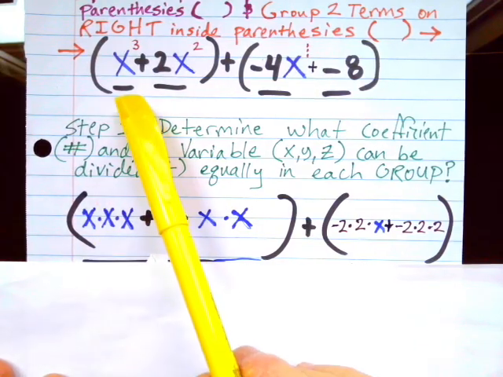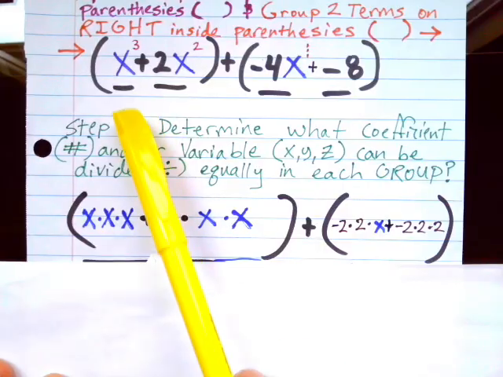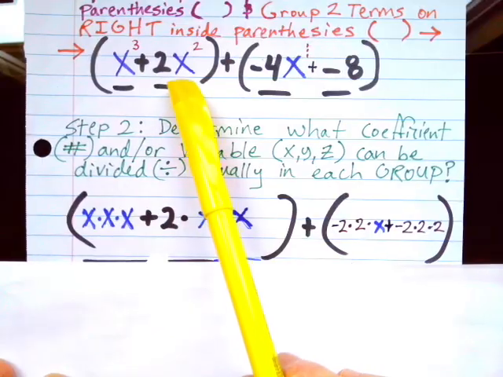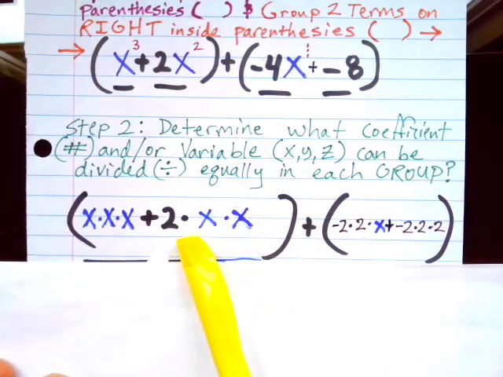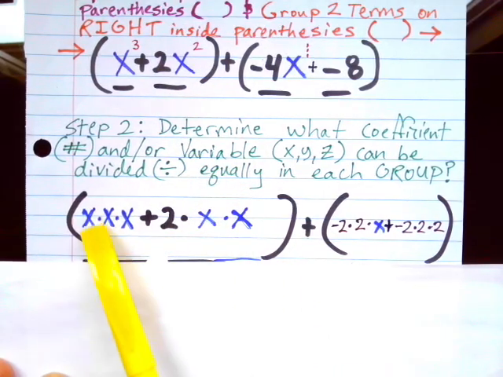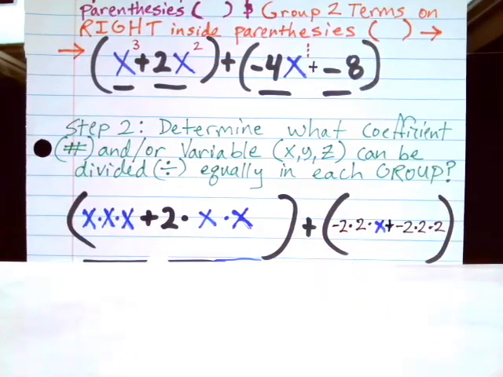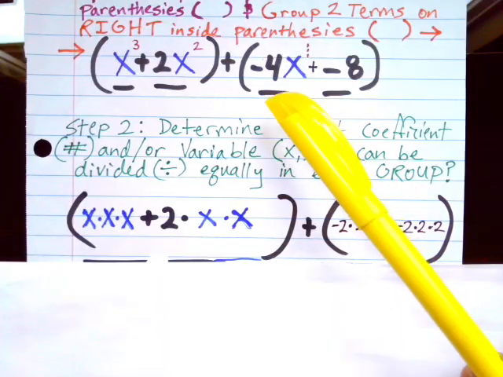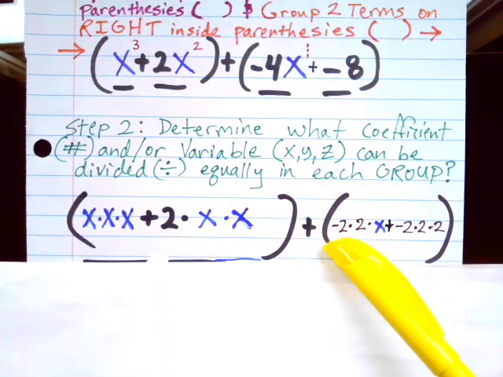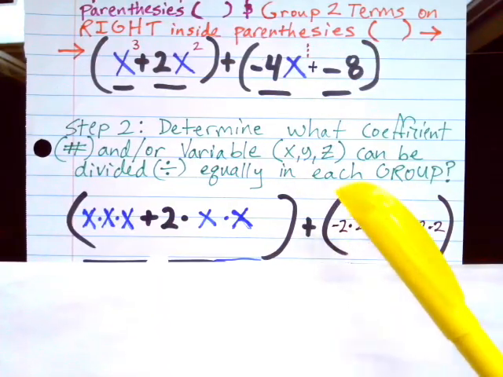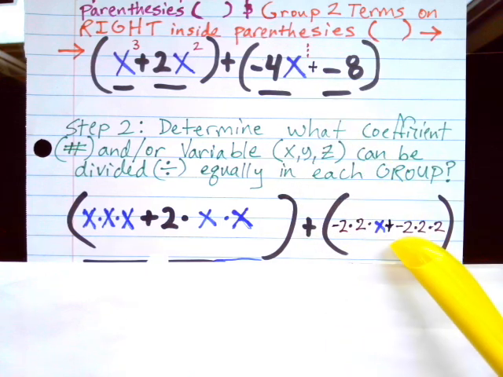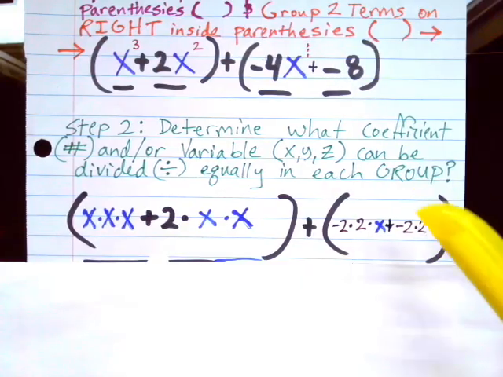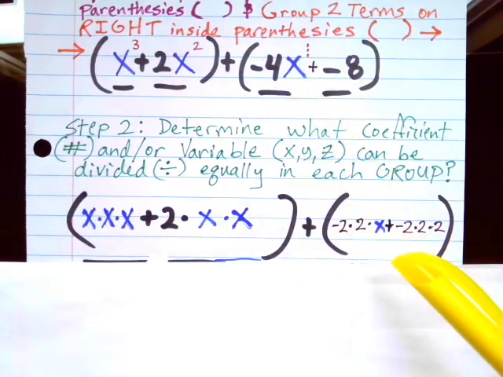All right. With these terms here, I know x cubed is x times x times x plus 2x squared is 2 times x times x. So again, this is expanded form, and this is going to help me to determine, hey, what can I divide evenly into both of these terms, right? And I know -2, and I have a -2 with this term. I have with the -8 a -2 and a -2, which gives me -4. So I can divide -4 into both of those terms.